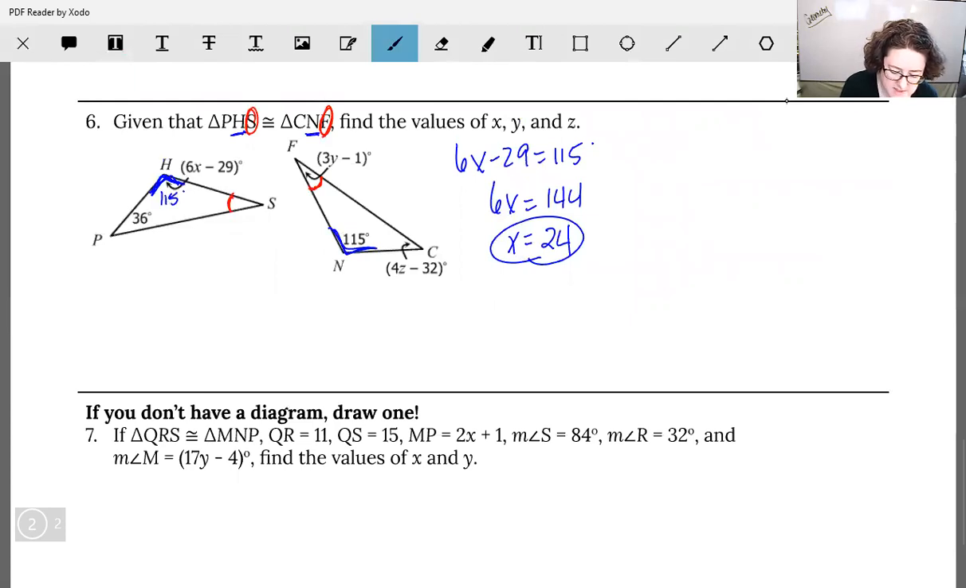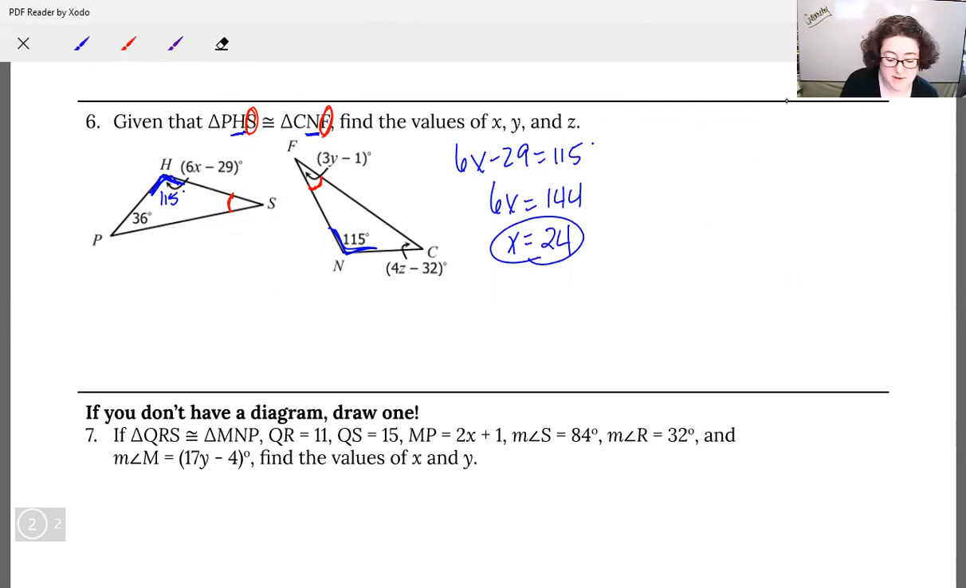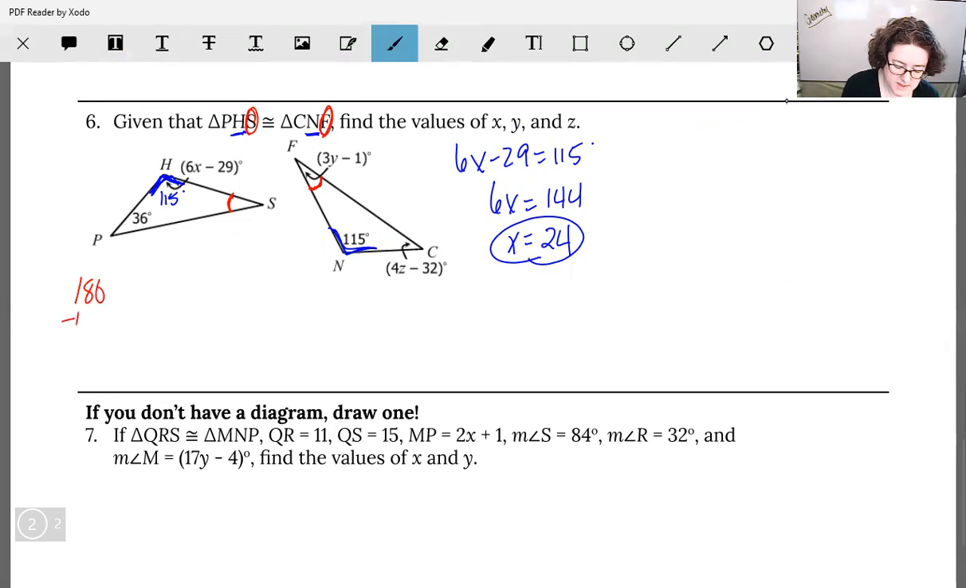So that was 115. And what do we know about the sum of all the angles in a triangle? Well, they always have to add up to 180 degrees. So that means to be able to solve out for angle S, I just need to subtract from 180. So 180, take away the 115, take away the 36. And again, using the handy dandy calculator, 29 degrees, which makes sense with the diagram. That's a smaller angle, so we've got a smaller number. Awesome.